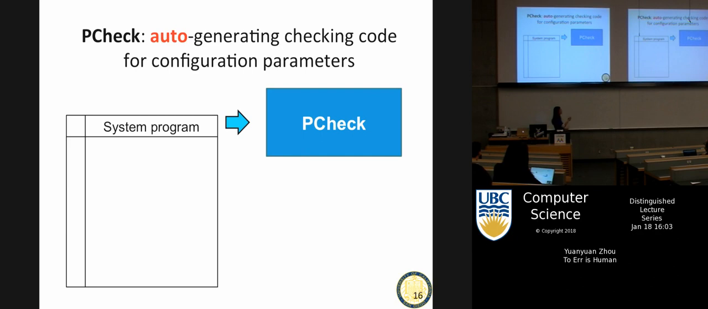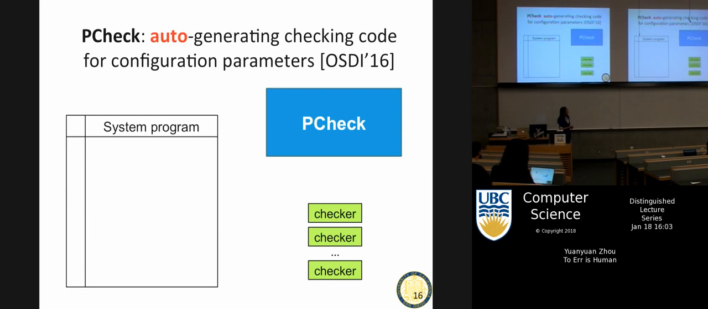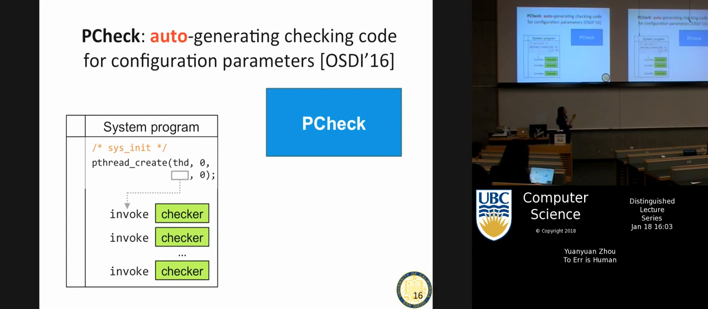So what we try to do is build a system called PCheck, which automatically generates checking code for configuration parameters. It takes a server program, goes through PCheck, and we generate checkers. Then we insert the checkers into the initialization program, which will create a separate thread to execute the checker. If you want, you can also periodically run the checker, because sometimes the configuration can change in the middle. For example, with a MySQL database server that runs for a month, you can still change the settings while it's running. So many times you need to periodically run this checker to check if the setting is correct or not. That's basically what PCheck does.